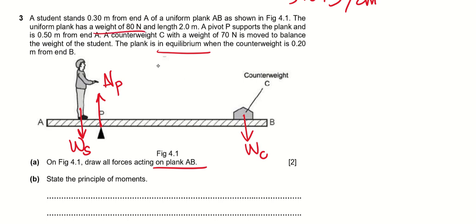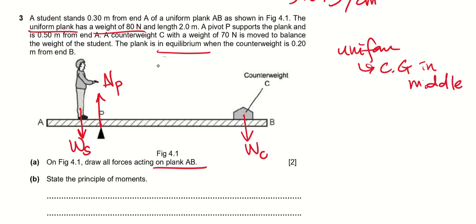Now we take note that the plank is uniform. If the plank is uniform, it means the CG is in the middle. How long is the plank? The plank is 2 meters. So somewhere here, this is the 1 meter mark, this is the 0 meter mark, this is the 2 meter mark. So this is the weight of the plank.